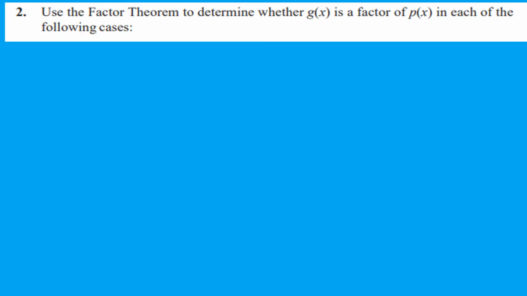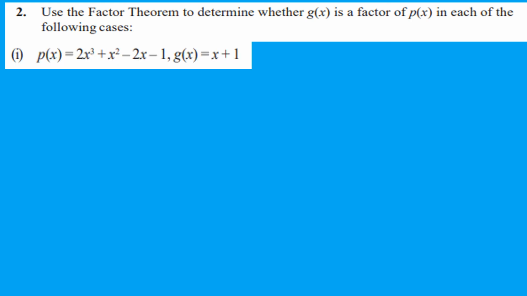Now let's do question number 2. Question number 2 is: use the factor theorem to determine whether g(x) is a factor of p(x) in each of the following cases. The first part is p(x) equals 2x cubed plus x square minus 2x minus 1 and g(x) equals x plus 1. So we have to find out whether x plus 1 is a factor of the polynomial p(x), right? So here p(x) is this and g(x) is x plus 1. Now it's the same only. We have to find out whether x plus 1 is a factor of p(x) or not.